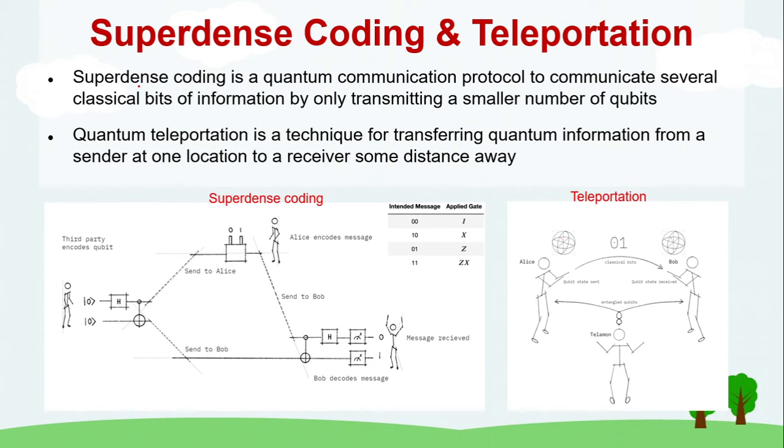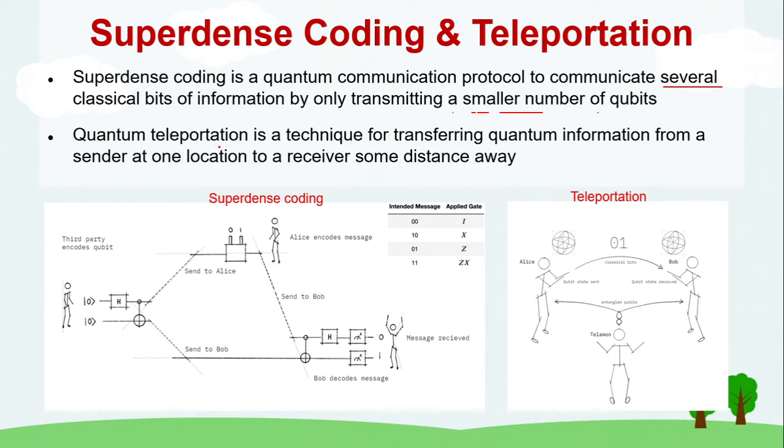Superdense coding is a quantum communication protocol to communicate several, please note the word, several classical bits of information by only transmitting a smaller number of qubits. That means if I want to send 100 bits of classical data, I need not send 100 bits. If I send 50 qubits, that is sufficient. So it's packed information you are sending. That's why it's called superdense coding.